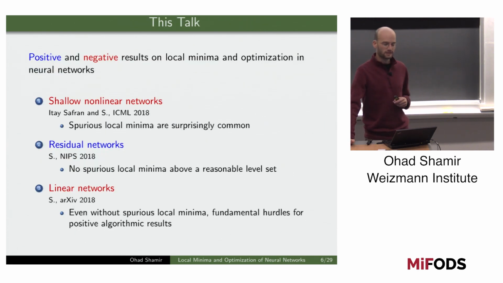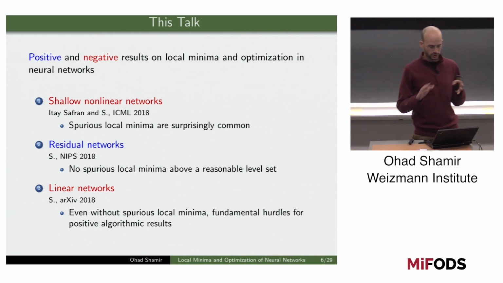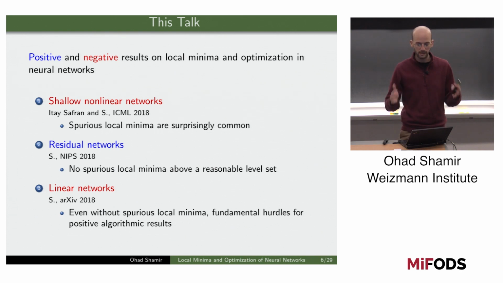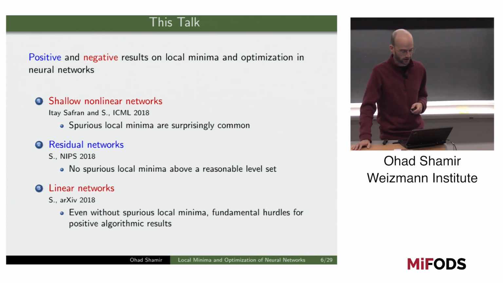So what I'm going to do in this talk is to discuss a bunch of recent results, both positive and negative, about local minima and optimization in general in the context of neural networks. I'm going to start in the setting of very simple, shallow, nonlinear networks and see that already there, bad local minima are, maybe unfortunately, surprisingly common.